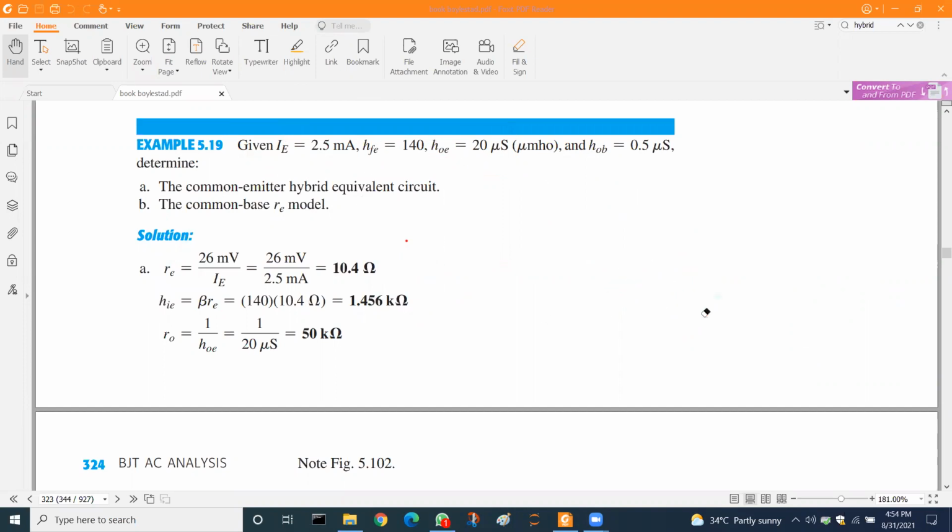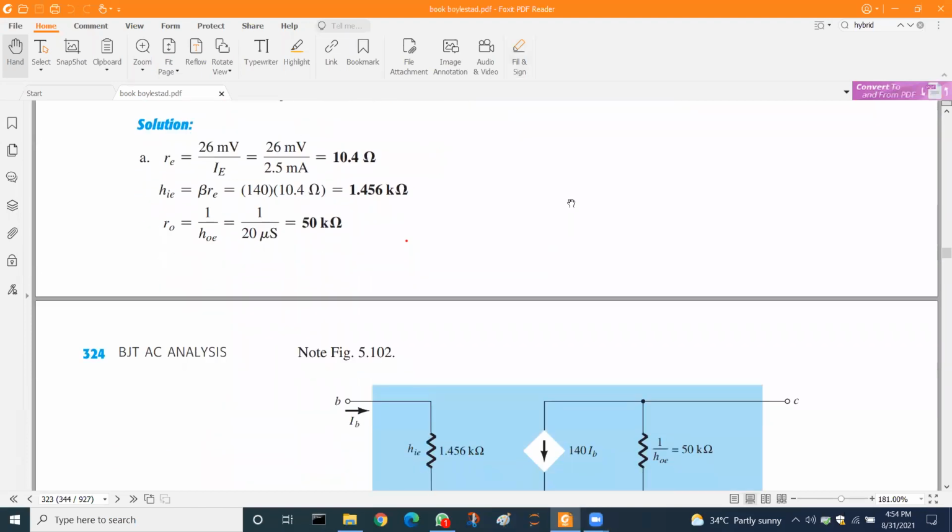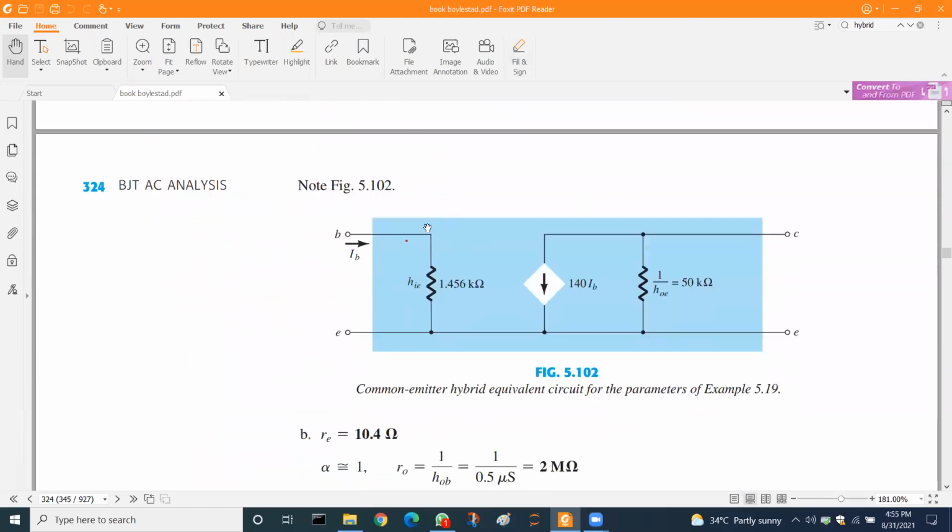We are interested to find part A only. Okay, so part A. As you can see here in this diagram, the values are given, the HI, and similarly the 140, and the 1 over HOE, 50 kilo ohms. So this is the way to draw the common emitter hybrid equivalent model by using the parameters.